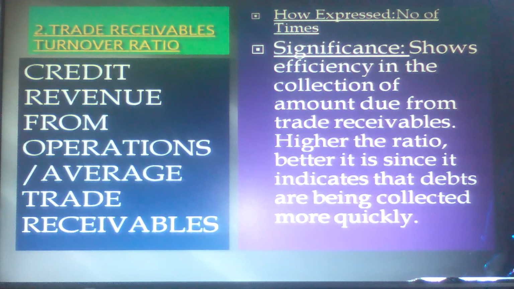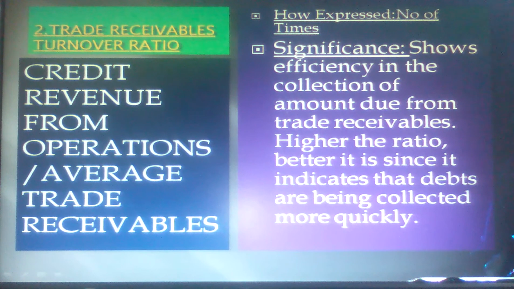Okay. Then the second one is very important: the trade receivables turnover ratio. Here the formula is credit revenue from operations. What is the credit revenue here? Nothing but our credit sales. When you deal in goods on credit, the customer can pay later on, and a person becomes a debtor. The collective summary of all the customers who can pay later is what we call our debtors or trade receivables. Here trade receivables are nothing but our debtors and bills receivable. Okay, credit revenue from operations divided by average trade receivables. How is it expressed? Number of times.